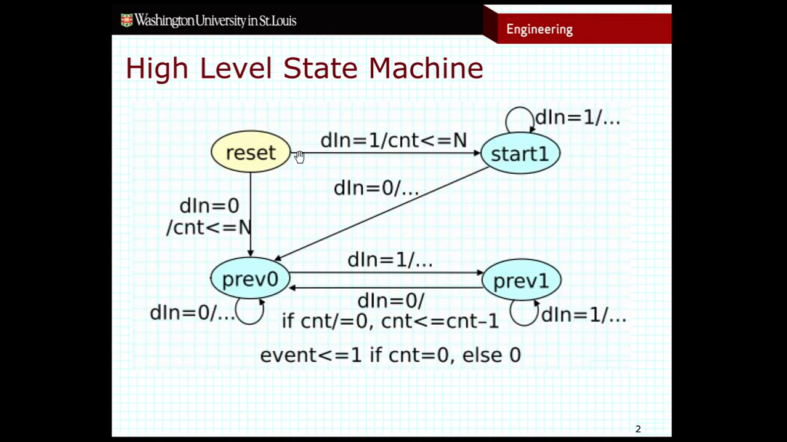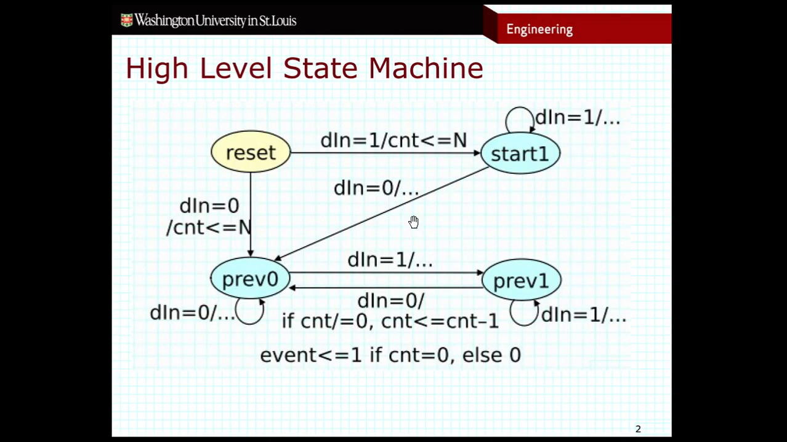What happens if dn is high already? Does that count as a single pulse or not? Does that count as one of our counted items or not? And the way that this finite state machine is structured, it does not actually count. You can see that I move to this start one state if dn is high, and then I wait for dn to go low, but I do not adjust the counter based on this.